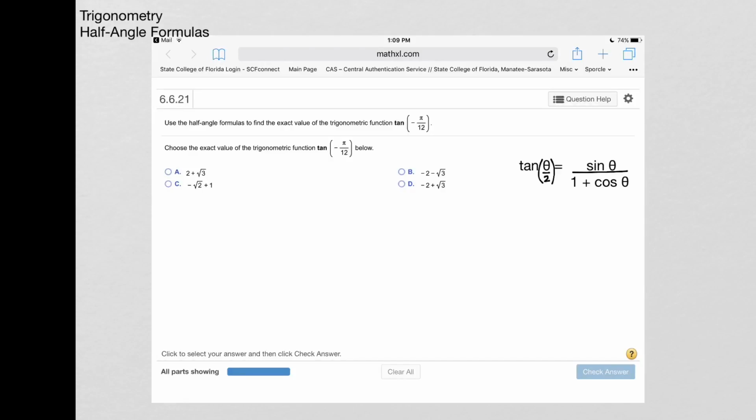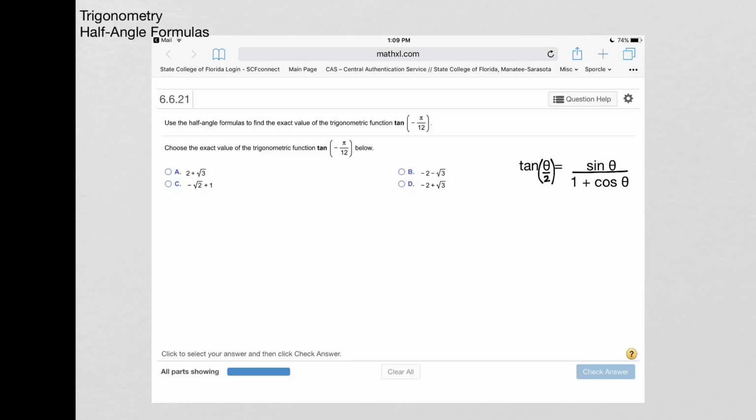In this problem, I need to use the half-angle formulas to find the exact value of the trigonometric function tangent of negative pi over 12. When we are working with a half-angle formula for tangent, we've got a few different options, and I decided to go with sine theta over 1 plus cosine theta. You could choose one of the other options, and that's totally fine.